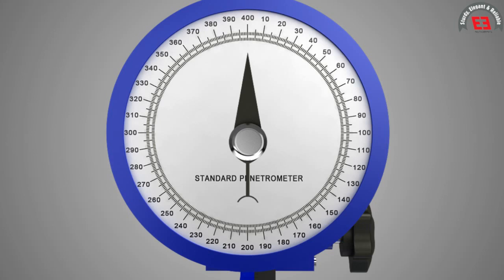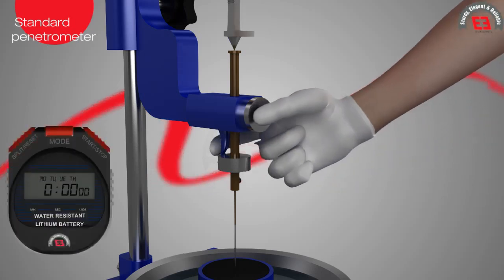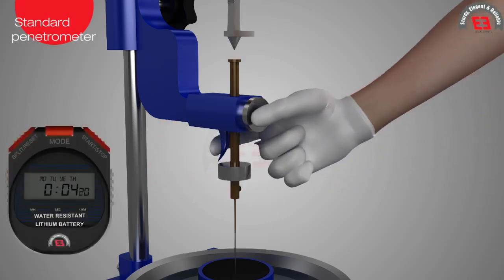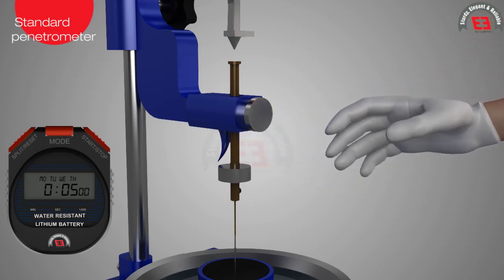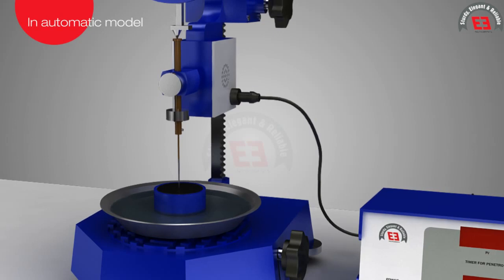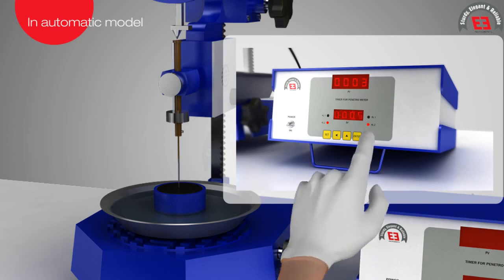The initial reading of the penetrometer dial is either adjusted to 0 or the initial reading is taken before releasing the needle. In standard penetrometer, the needle is released exactly for 5 seconds by pressing the knob, where the release time is measured by a precise stopwatch. In automatic model, the needle is released exactly for a period of 5 seconds by pressing the start button.